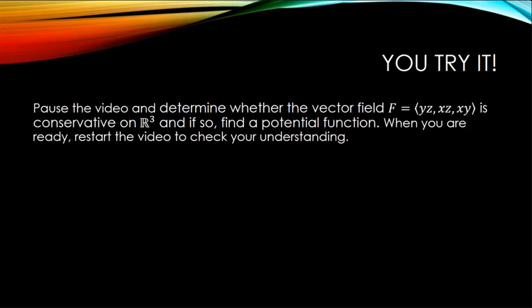So now you get to try it. Pause the video and determine whether the vector field f given by the vector components yz, xz, and xy is conservative on R3, and if it is, find the potential function phi of xyz. When you're ready, restart the video to check your understanding.